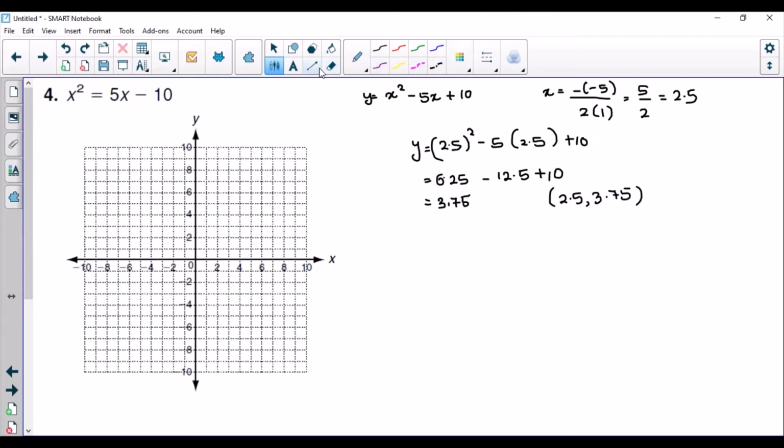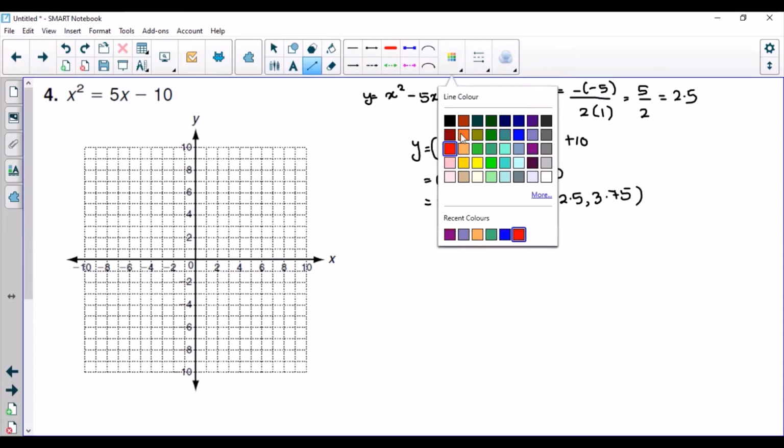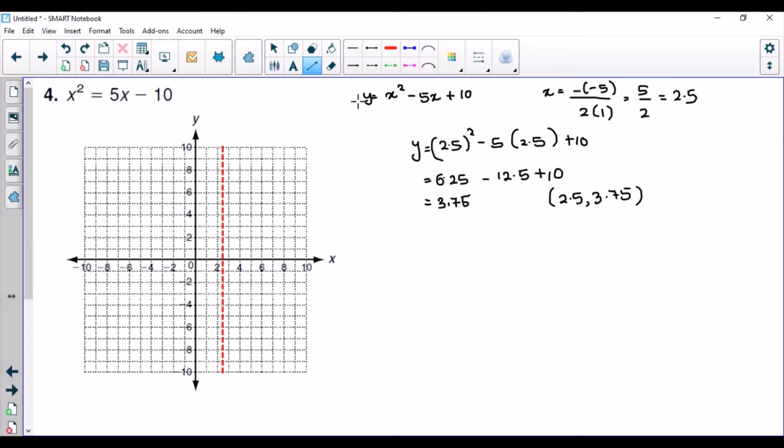First, let's draw the axis of symmetry. Always the axis of symmetry is the value of x, which is 2.5. That's here. So this is going to be the axis of symmetry. Now, yes, this is a bit tricky because the value of y is 3.75, which is almost near 4. So this is going to be the vertex, not in the middle at 3.5, but a little bit above that, almost near 4. That's going to be like that.